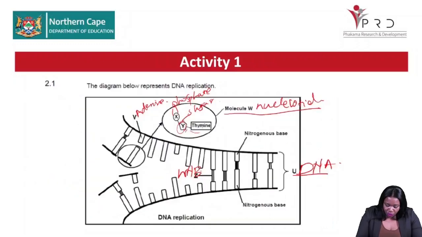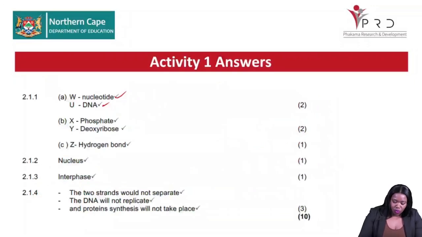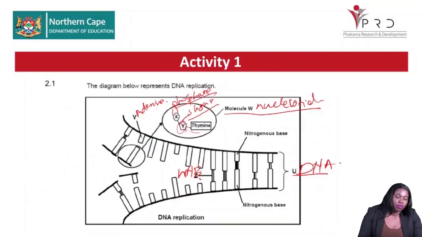Let's have a look at X and Y. X and Y are the phosphate and the deoxyribose sugar. We can say it's a deoxyribose sugar because we are looking at a DNA molecule, right? And then bond Z would be a weak hydrogen bond.